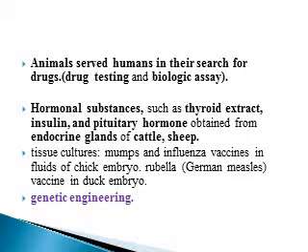Hormonal substances such as thyroid extract, insulin, and pituitary hormone are obtained from what? From endocrine glands of cattle or sheep. Tissue cultures also may be sources, like influenza vaccine, mumps and so on.